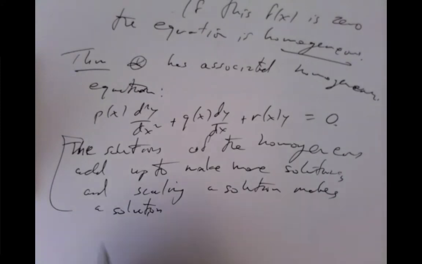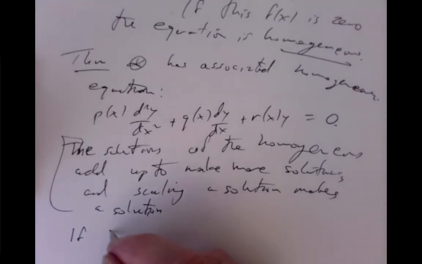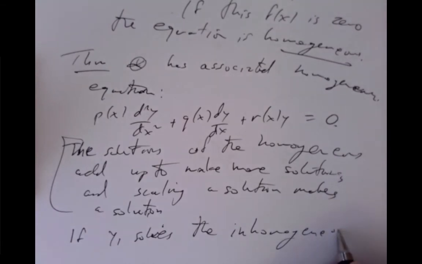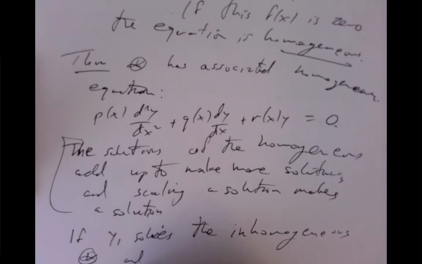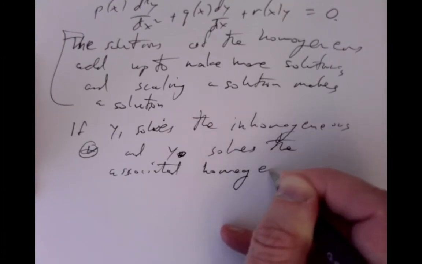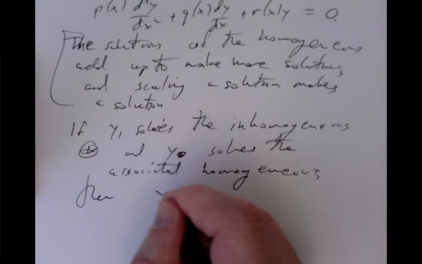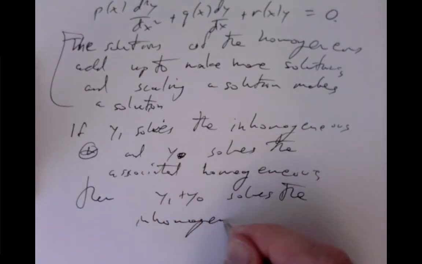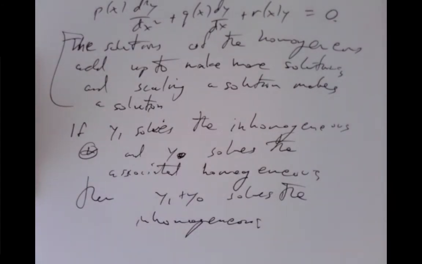And the second is that, if we have one solution of the inhomogeneous, if y1 solves the inhomogeneous, this star equation that I wrote above, and y0 solves the associated homogeneous equation, then y1 plus y0 solves the inhomogeneous. So it's enough to find one solution of the inhomogeneous.